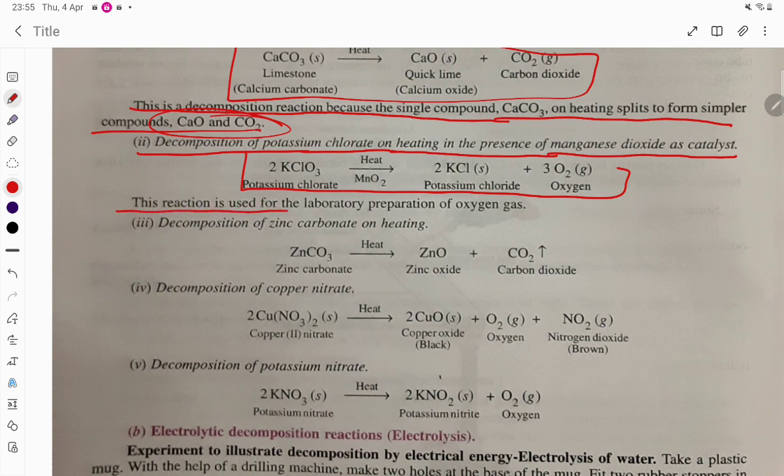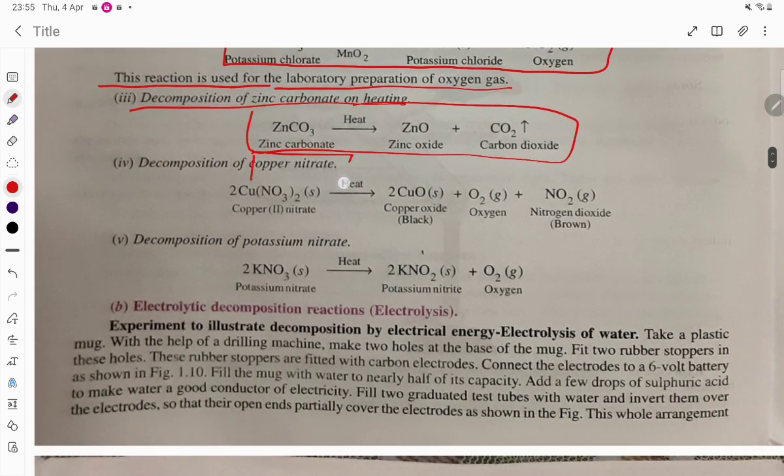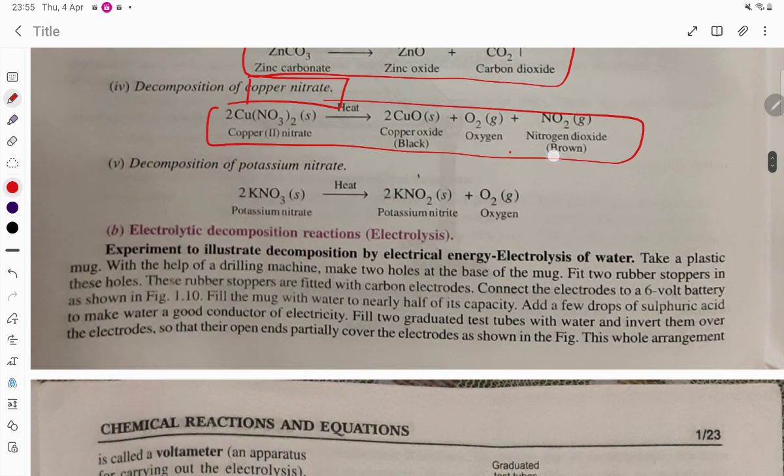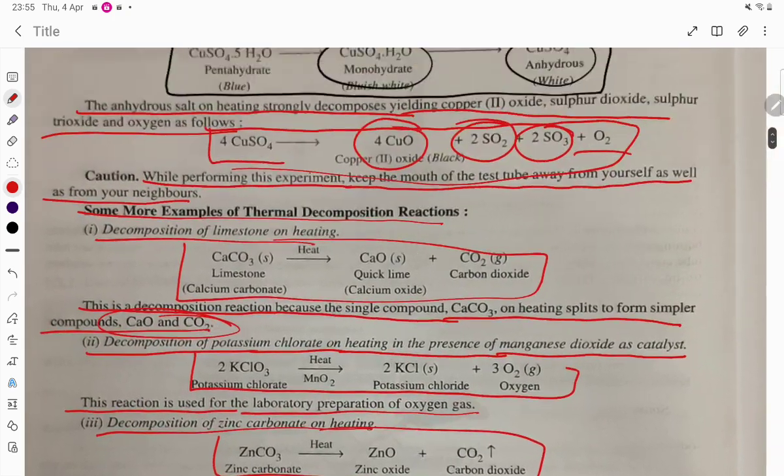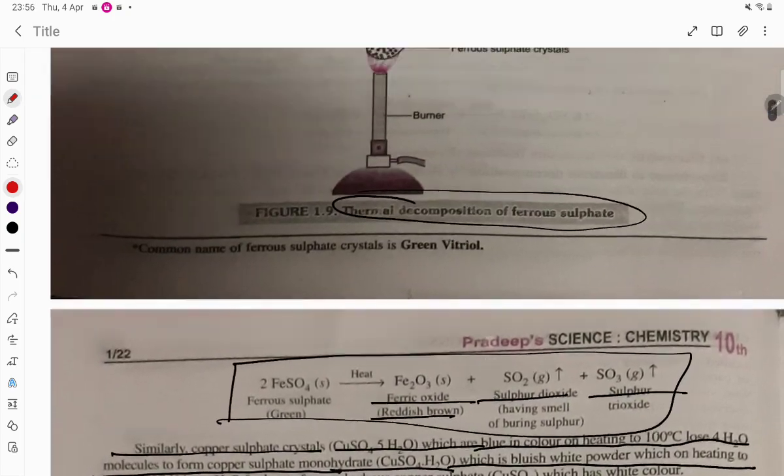This reaction is used for the laboratory preparation of oxygen. Decomposition of zinc carbonate, you can see it will give ZnO plus CO2. Decomposition of copper nitrate, it will give CuO plus O2 plus NO2. This is also brown color. Decomposition of potassium nitrate KNO3, it will give KNO2 plus O2. So this is the thermal decomposition reaction, student.